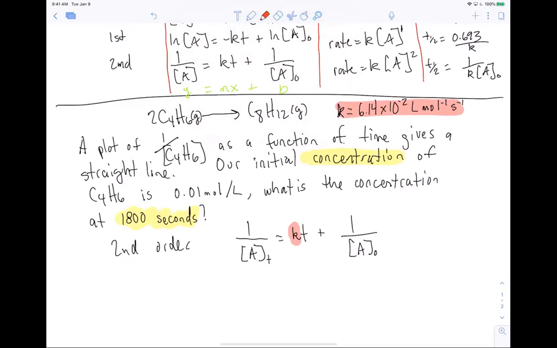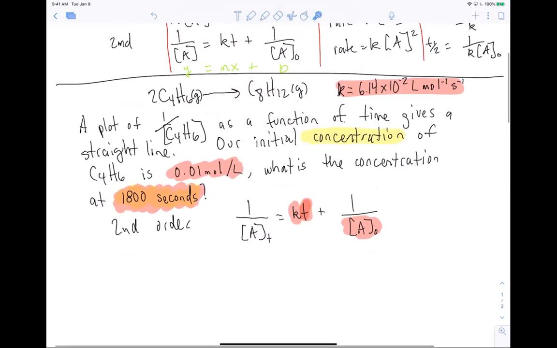Now we know what this is. And then the initial concentration is just this value, so we're going to plug that in there. And then we also know the time. We're looking at 1800 seconds, so that's what this value is here. And then our unknown is just whatever A sub t is. So we can just solve this.